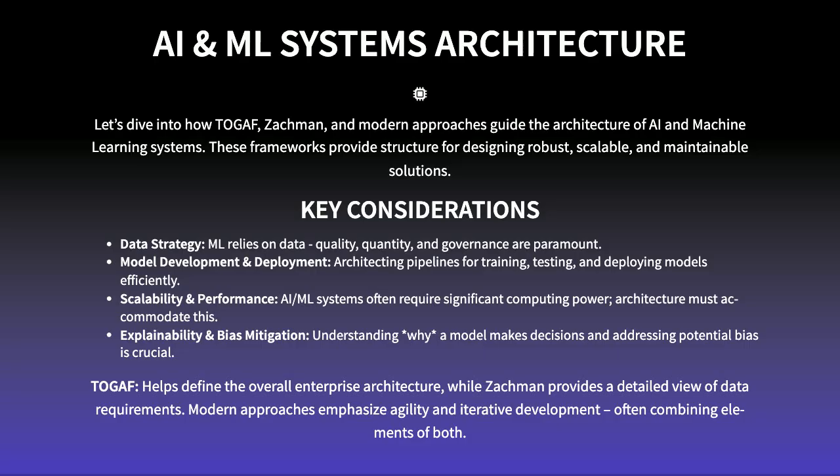Scalability becomes a huge consideration. AI/ML often needs serious computing power. And let's not forget about fairness. We need to understand why a model is making certain decisions and actively work to prevent bias. TOGAF helps us keep the big picture in mind, while Zachman gives us a really detailed view of what data we need.